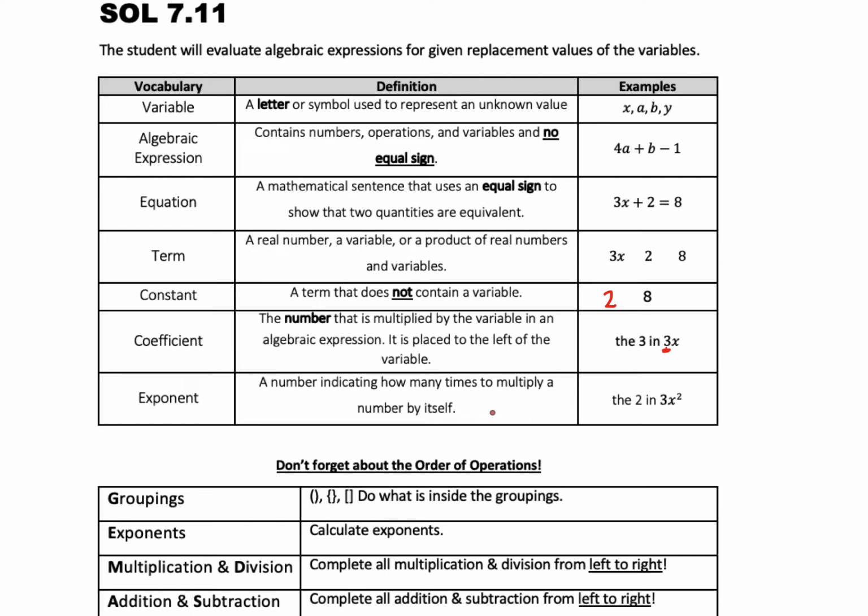Finally, an exponent is just the number of times you have to multiply a number by itself. So if I have 3x squared, the little 2 up top is the exponent. That means that x would have to be multiplied by itself 2 times in order to get the answer there.